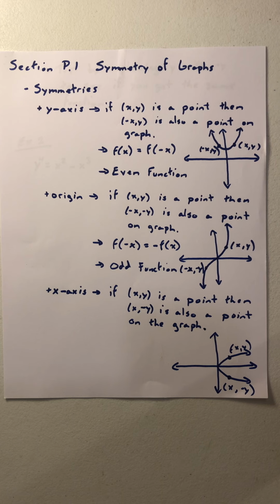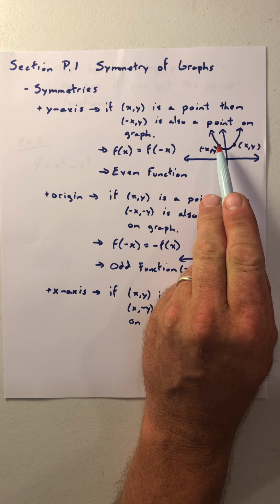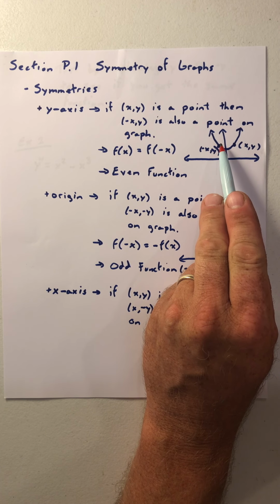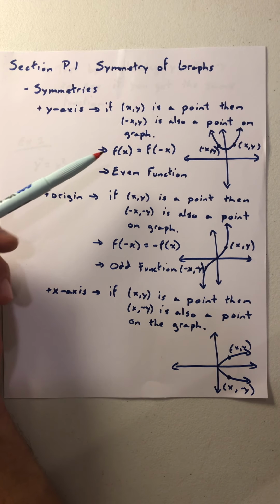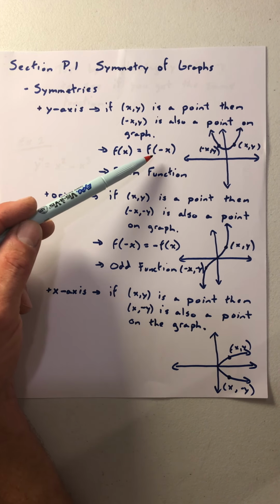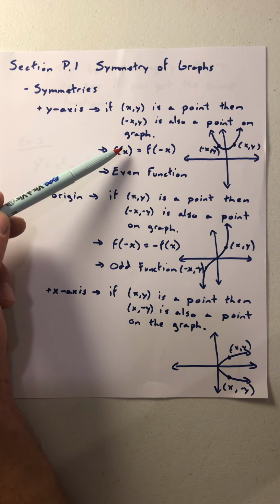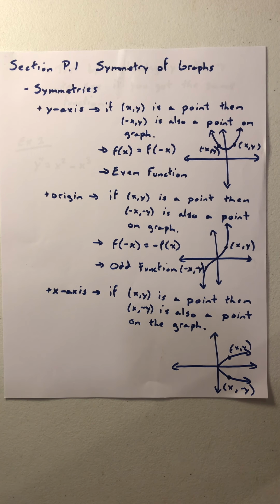Remember, there are three types of symmetry that we talked about last year in pre-calculus: y-axis symmetry, origin symmetry, and x-axis symmetry. If I have y-axis symmetry, that means that if we have a point (x, y) on any graph, then the point (-x, y) is also a point. The way we can test that is by showing that f(x) equals f(-x). If we replace our x's with negative x, we should end up with the same function back. We also call this an even function.